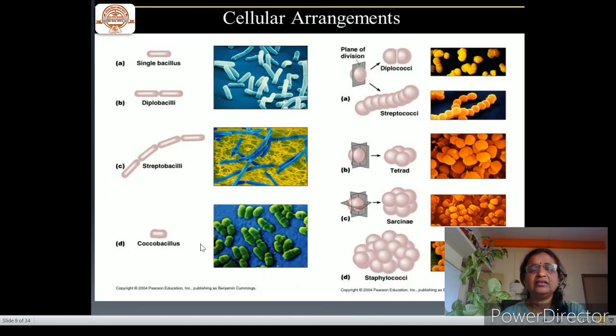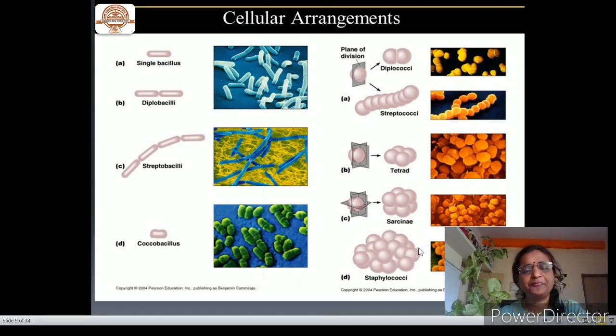So these are the photographs, electron micrographs of cellular arrangements under the electron microscope. We observe these different arrangements of the cocci and rod-shaped bacteria. This one is the single bacillus, streptobacillus, diplobacillus. Single coccus, streptococci, Sarcini, tetrad, and staphylococcus. So these are the different arrangements of the rods and cocci observed under the electron microscope. So that is about the morphology of a typical bacterial cell.